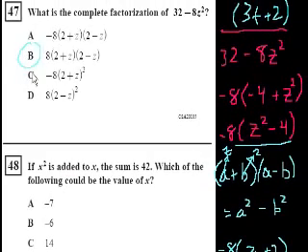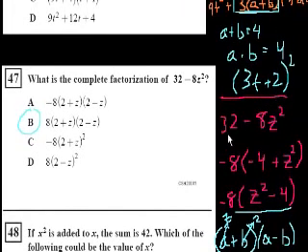And so really, given the choices they gave us, it probably would have been faster to just factor out an 8 from the beginning and not a negative 8, and you would have immediately gotten to 2 plus z times 2 minus z. Anyway, I'll see you in the next video.